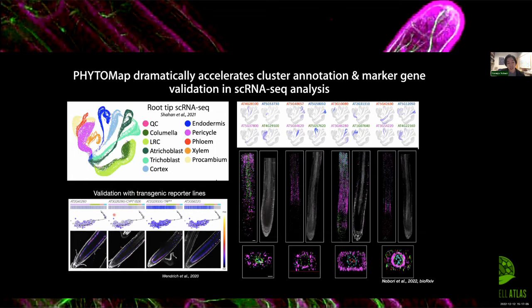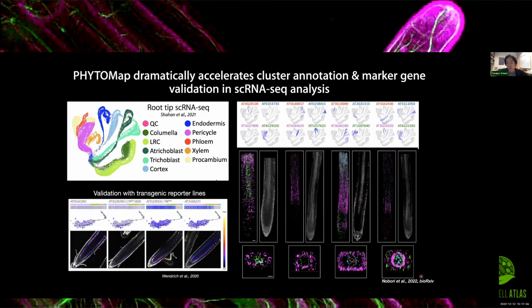be you generate individual marker lines, transgenic lines for such marker gene detection analysis. And this is going to be really time consuming. But PHYTOMap will allow you to grab dozens of genes, or several genes per each cluster, and do a one-shot experiment, and then it's all done without making any transgenic lines.